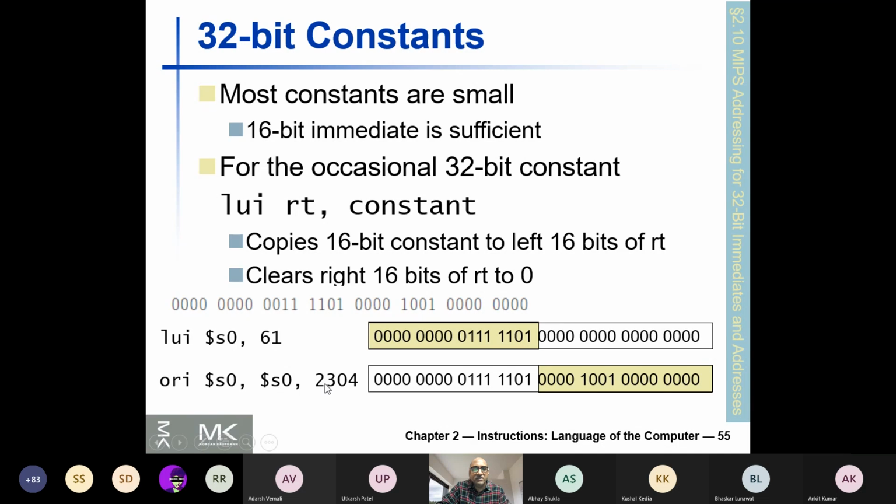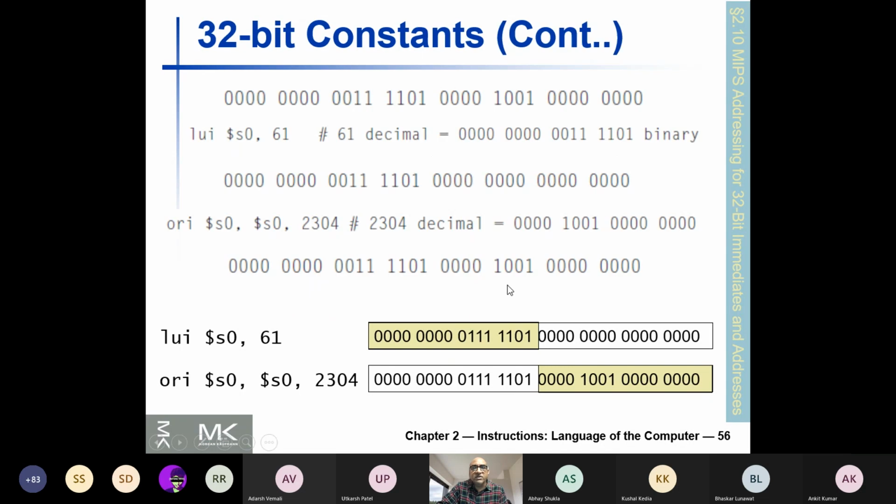So this is an OR of these two, the lower 16 bits with this one, and together you will get the desired 32-bit constant. So this way you can manage 32-bit constants using the MIPS instructions.